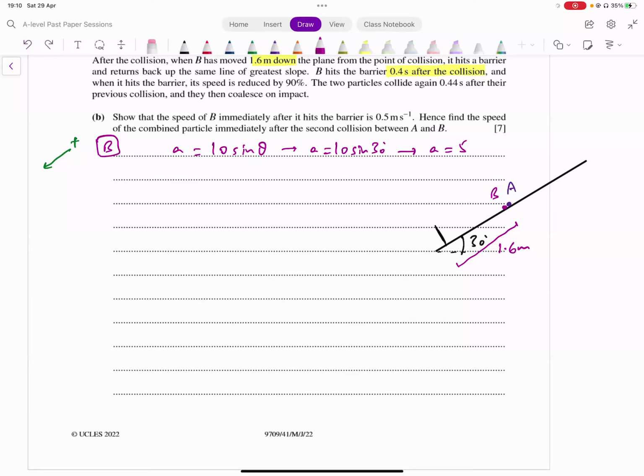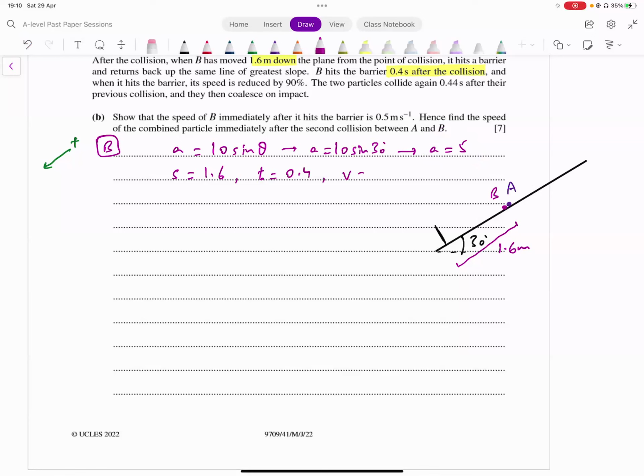और हमें ये पता है कि इसका जो डिस्टेंस ट्रैवल्ड है, जो डिस्प्लेसमेंट है, that is 1.6, and we also know that the time taken for this journey is 0.4. Now, using this information, can we find the speed at which B hits the barrier? We can find that because acceleration is constant. We can use constant acceleration formulas.